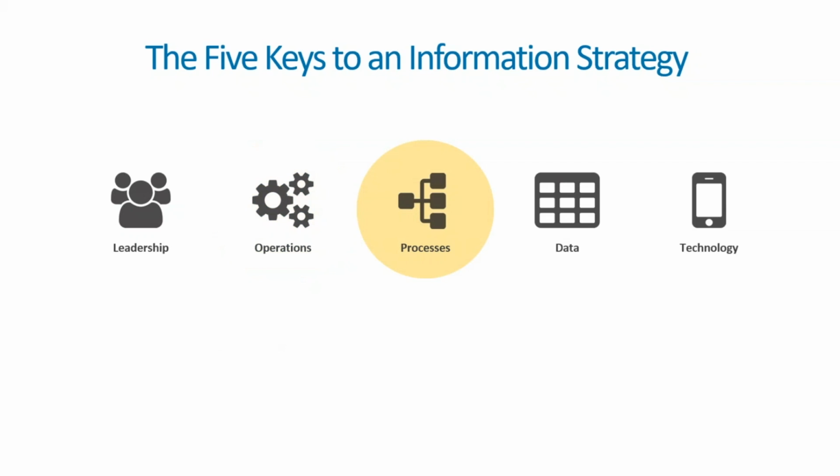Next in the information strategy keys is processes. You want to design, document, and execute the processes that your organization is undertaking, because the technology is really there to serve the processes. So designing effective processes means more than just coming up with the best way to do something. It means developing sufficient documentation of the processes and above all, executing those processes consistently.